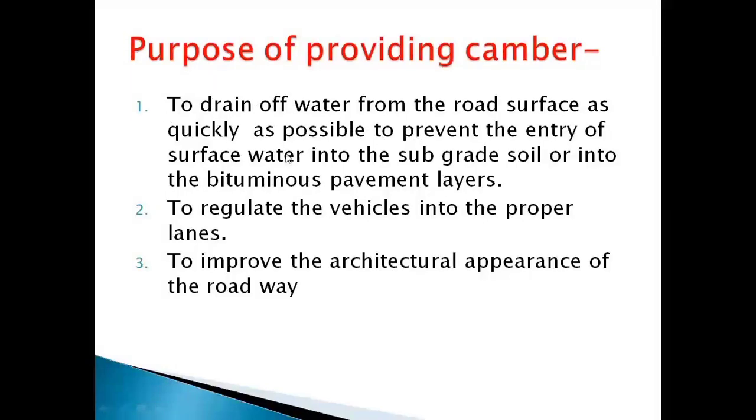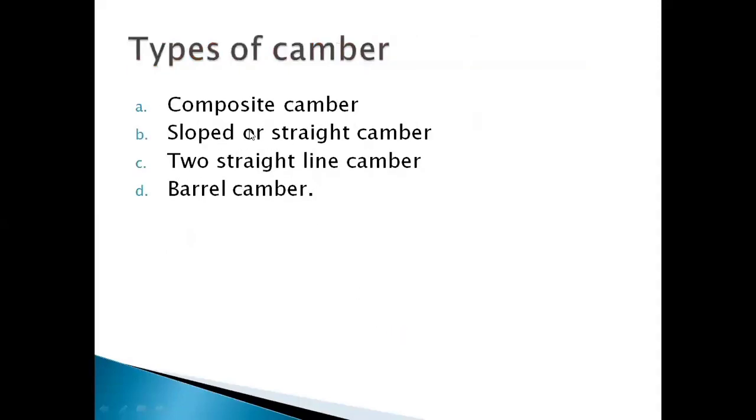There are three purposes of providing camber. First is to drain off the water, second is to regulate the vehicles into the proper lanes, and third is to improve the architectural appearance of the roadways. Now the next point is types of camber. There are four types of camber. First is composite camber, second is sloped or straight camber, third is two straight line camber, and fourth is barrel camber.